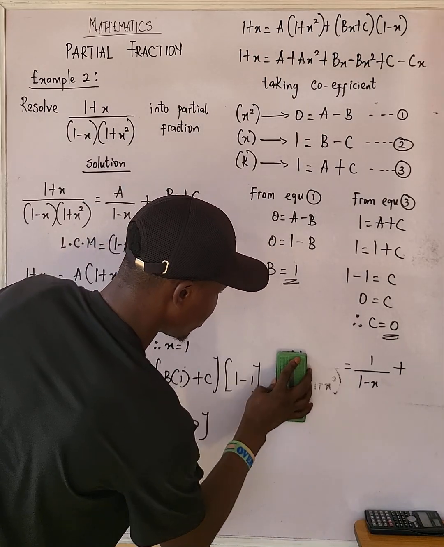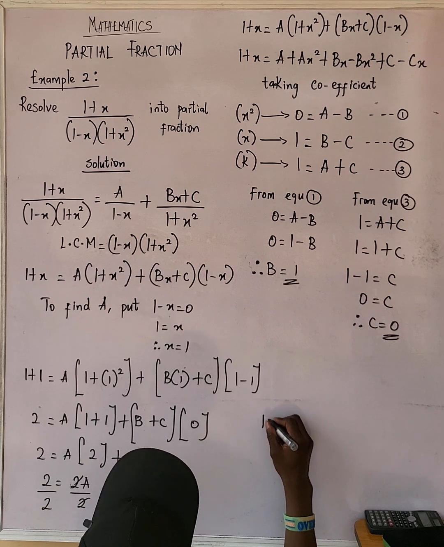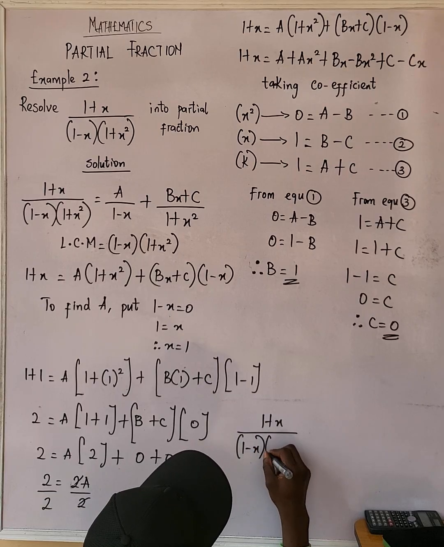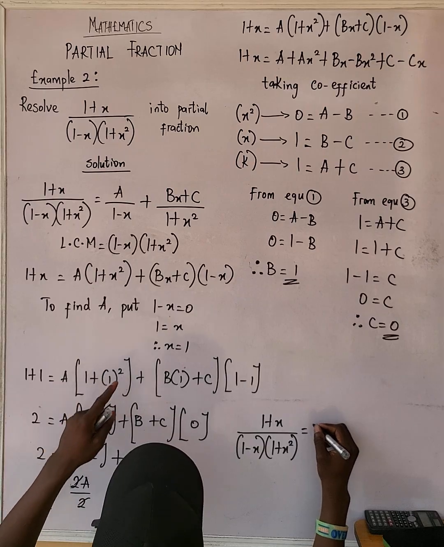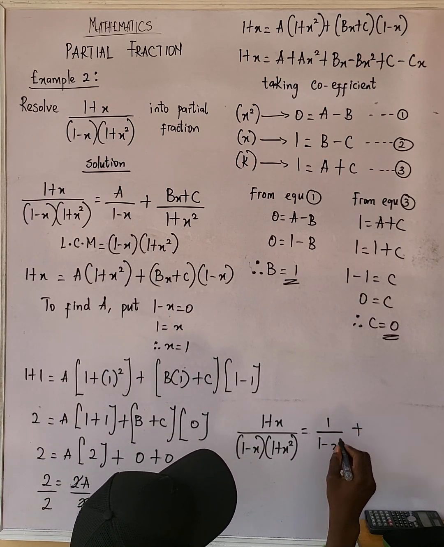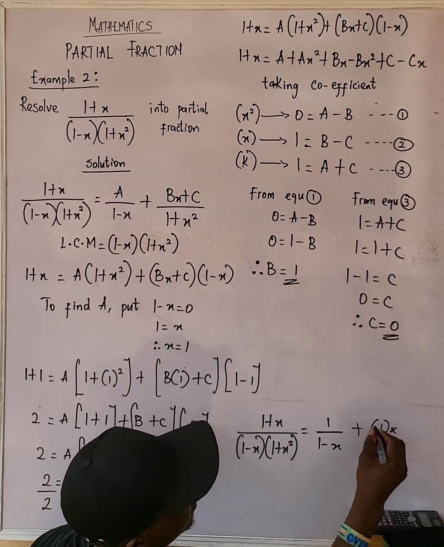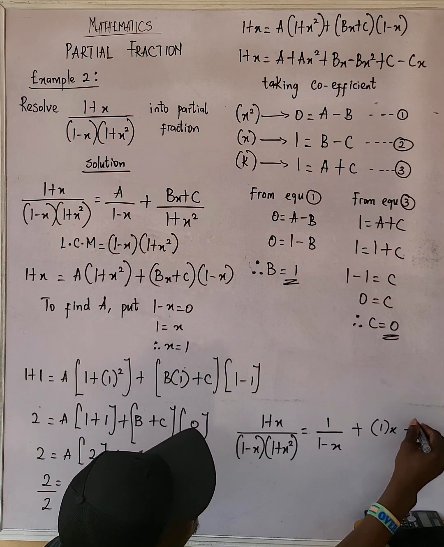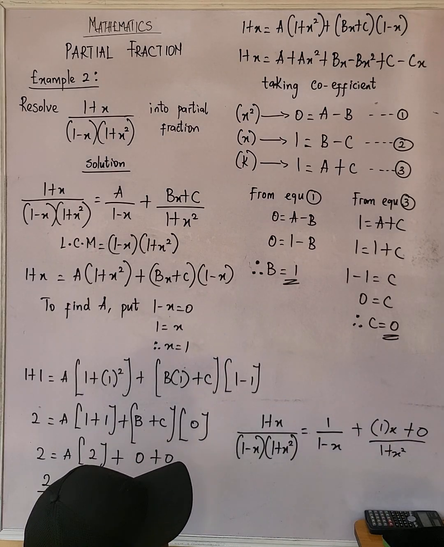Let me just write it here. So that's (1 plus x) over (1 minus x)(1 plus x squared) equals, what's our a? Our a is 1. That's 1 over 1 minus x. Then plus, our b is what? 1. So that will be 1 in bracket multiplied by x, right? Then plus, what's our c? 0. Then over 1 plus x squared. So I'm sorry about that.